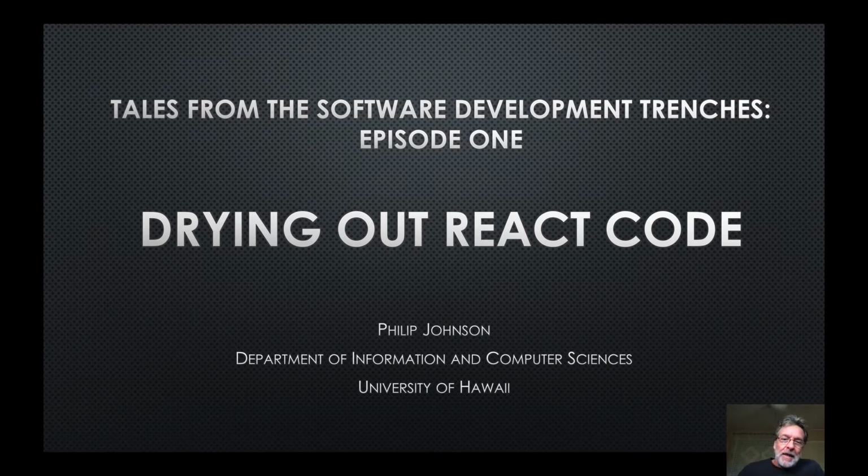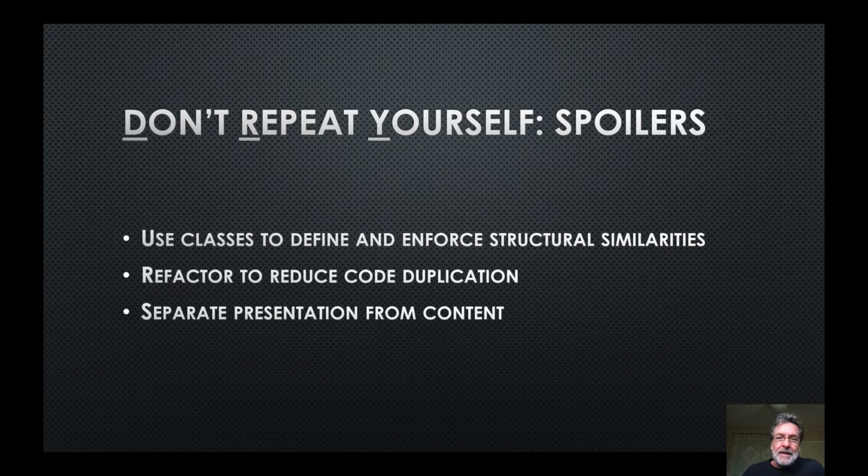So I call this drying out React code. DRY is an agile maxim: Don't repeat yourself. The idea is you don't want to have a bunch of repeated code, and the way that you avoid repeating code is by refactoring. You restructure the system so that you abstract out the code that's common across multiple scenarios, and somehow parameterize it. But how do you really do that? How do you recognize when that's necessary? How do you recognize that sometimes it's not necessary?